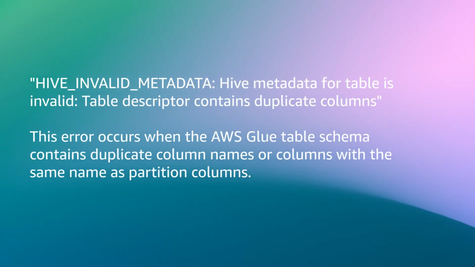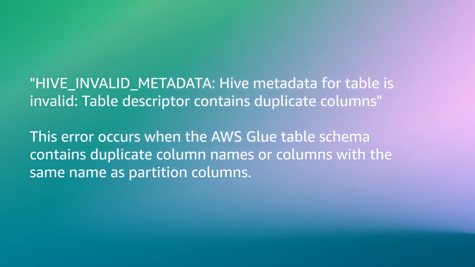Today, I'll show you how to resolve the Hive invalid metadata error when your Amazon Athena query fails because of duplicate columns in the table schema. Let's get started. Hive invalid metadata. Hive metadata for table is invalid. Table descriptor contains duplicate columns.